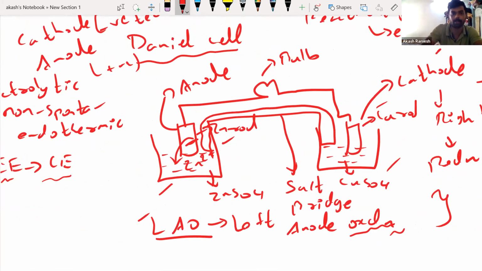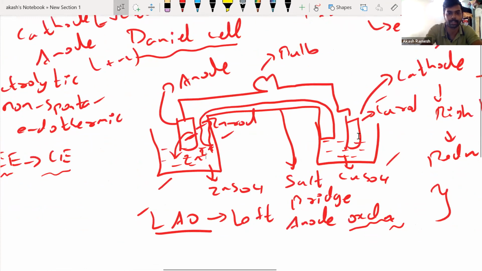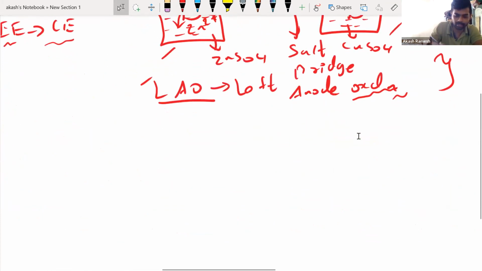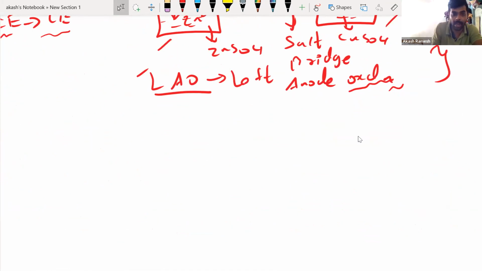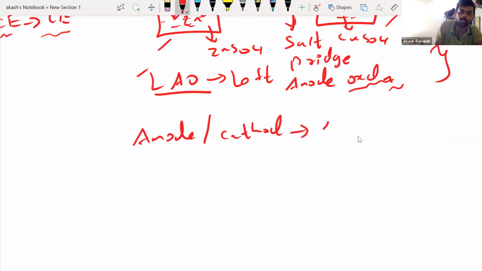So guys, this anode and cathode can also be called half cells. The whole cell contains both cathode and anode. If I talk about only one of them, only the anode or only the cathode, separately and alone without the other one, that is what is called a half cell. So we will talk about the half cell reaction.